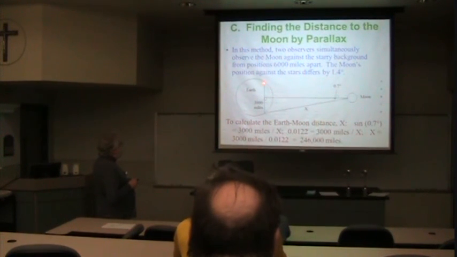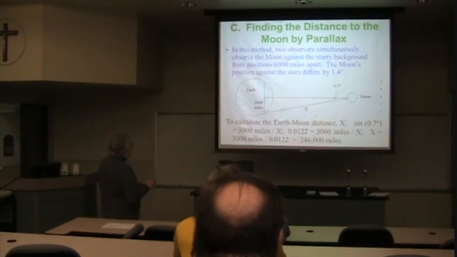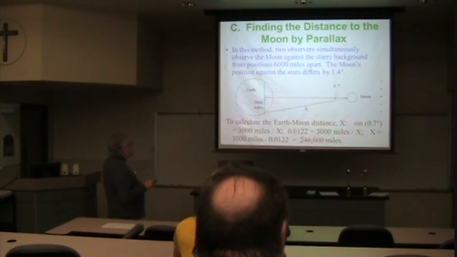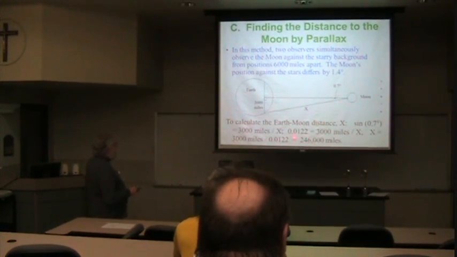You probably couldn't get 8,000 miles apart, because then the moon would be on the horizon at both locations. So he knew from Eratosthenes the dimensions of the Earth, so he figured if you got 6,000 miles apart, you could measure this angle, which he did, as 0.7 degrees, and calculate the distance to the moon, and it actually came out pretty close.